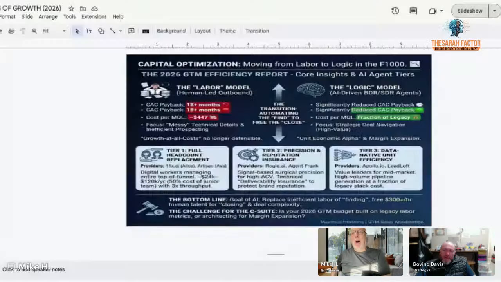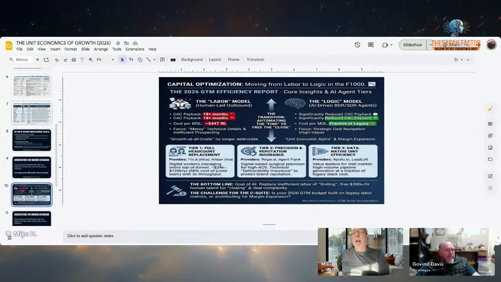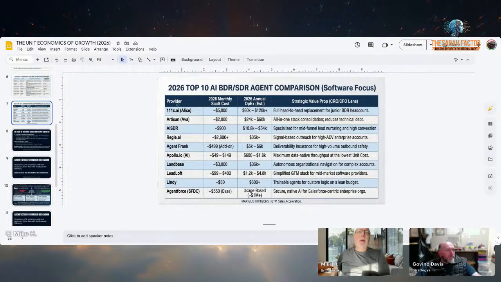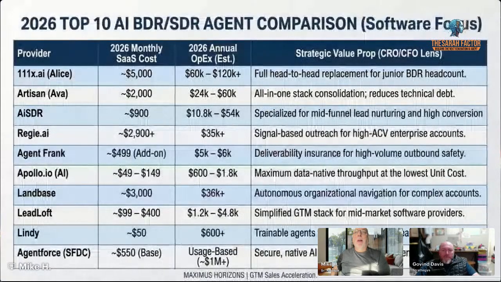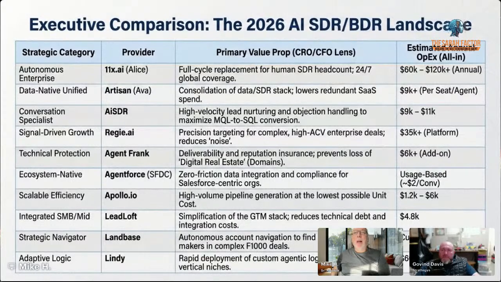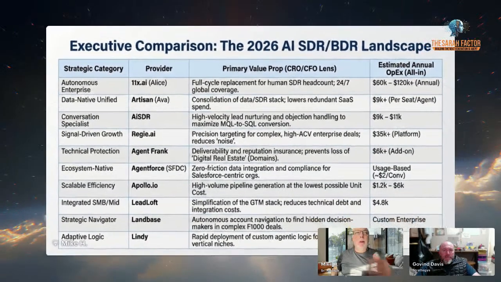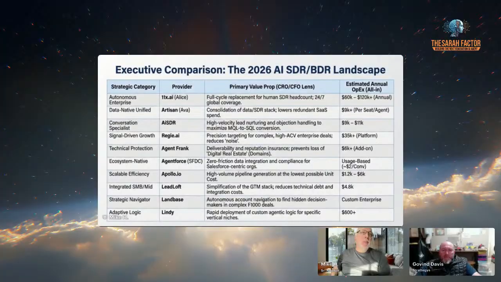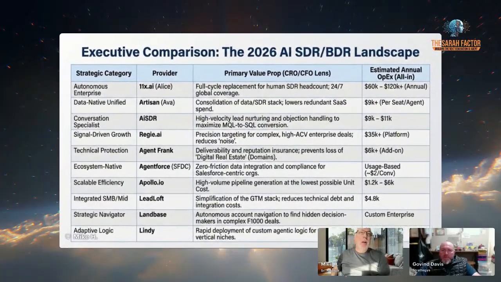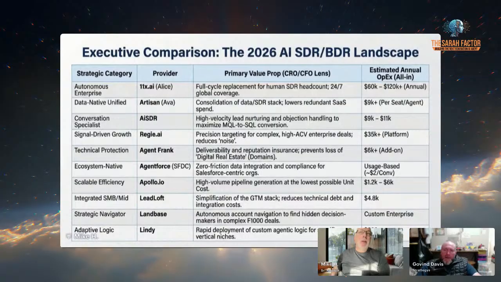Now, if money is no object, I would probably look at getting Alice. Go get the Alice one. 11x, that's a little bit misspelled, but 11x AI is Alex, and it costs you on an annual basis about $120,000 if you can afford it. It's a full cycle replacement for human SDR headcount, so they can fire all those people and use this if they wanted to or chose to. It is the Rolls Royce of the players at the top.